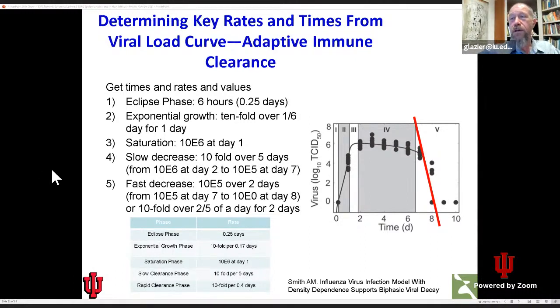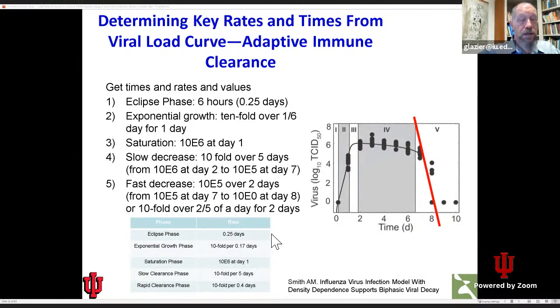But now we have our phases: eclipse phase, exponential growth, saturation, slow clearance, and rapid clearance. 1, 2, 3, 4, 5. We have a rate or a duration of these.